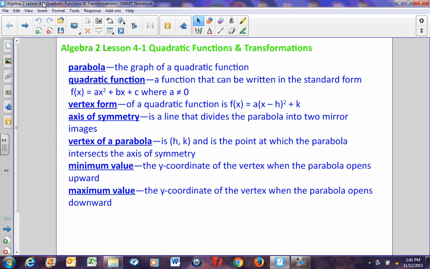This is Algebra 2, Lesson 4-1, Quadratic Functions and Transformations. There's a little bit more vocabulary in this lesson than has been in previous lessons, but it's all really important. So make sure you get it copied down really well.